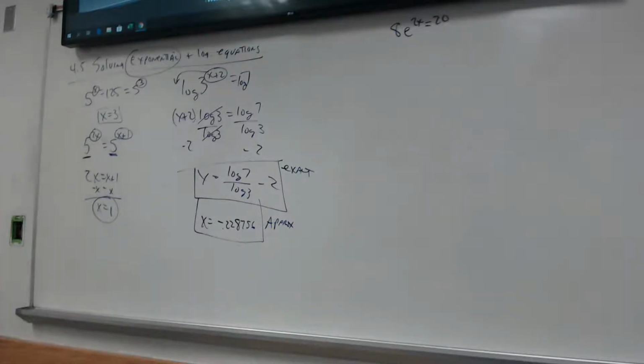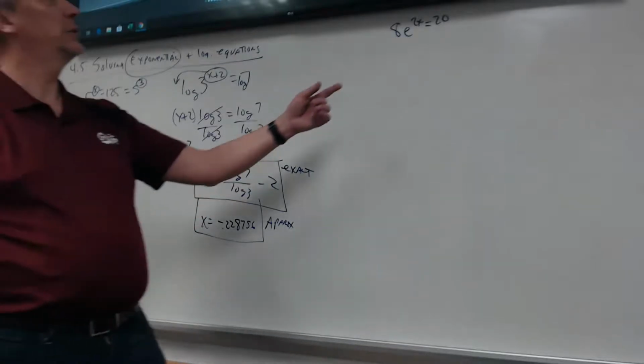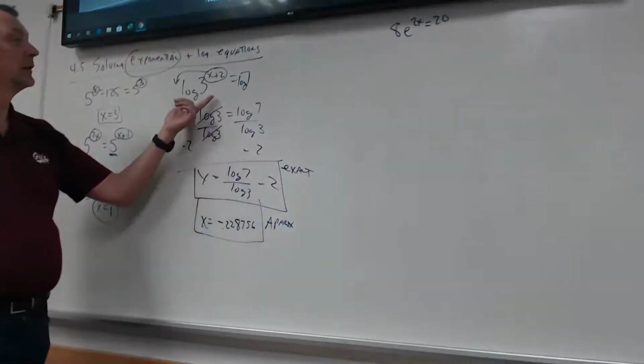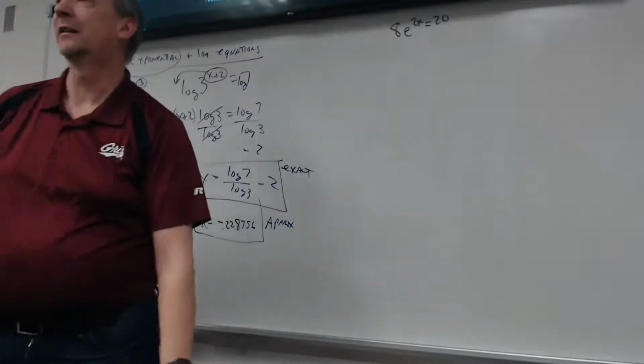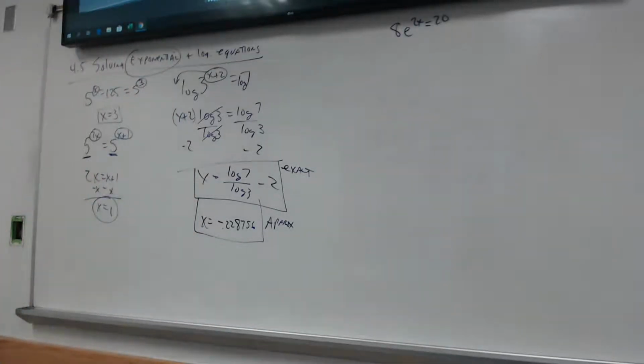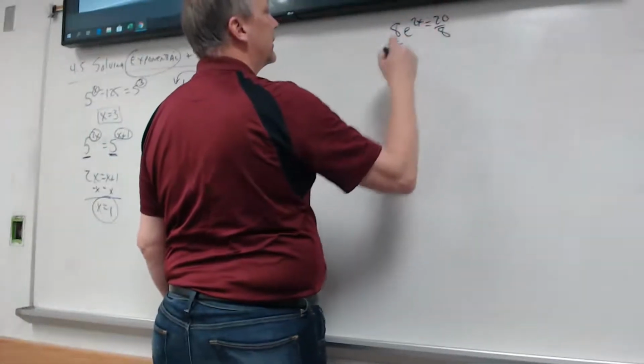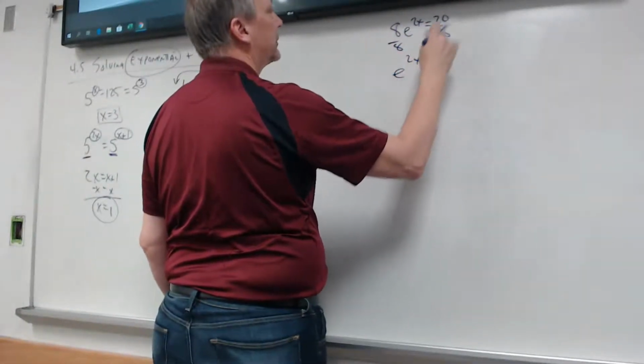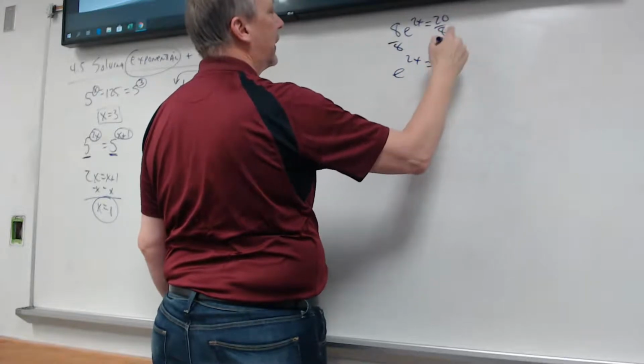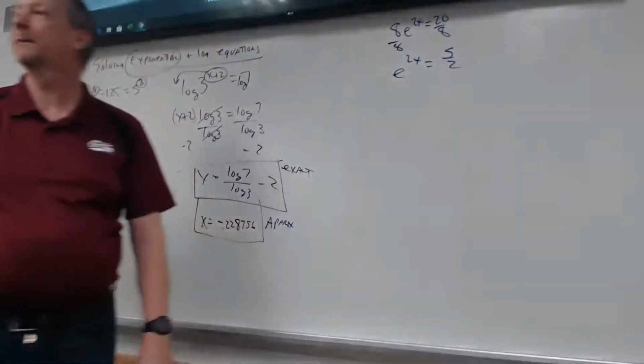Natural log. Okay, so we're going to want to use natural log. It's kind of like we did here, but that 8's in the way. I've got to get the 8 out of the way before I can do that. So how do I get the 8 out of the way, Lauren? Divide by 8. Very good. So this becomes e to the 2x equals 20 divided by 8, which is 10 over 4, which is 5 over 2. Okay?